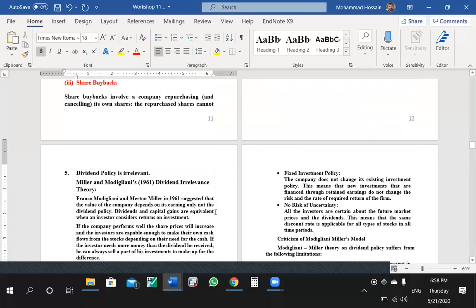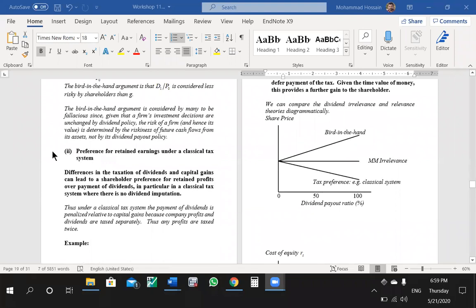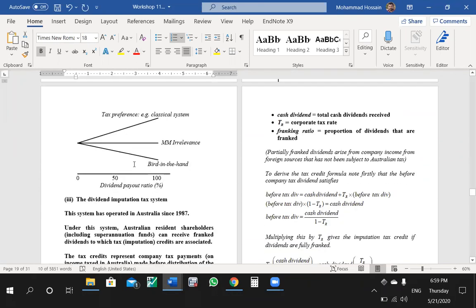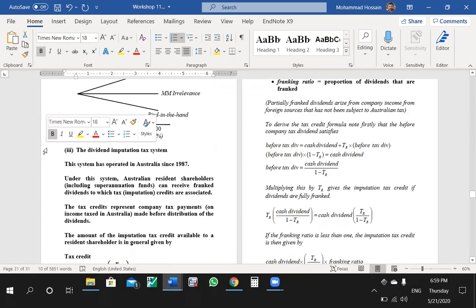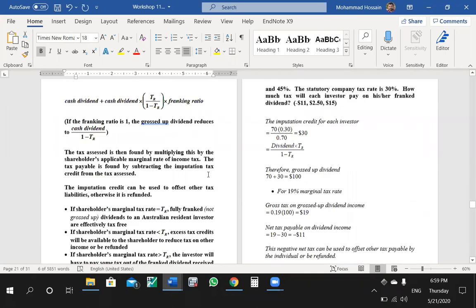Okay, dividend relevance. Retention tax system. Yes.